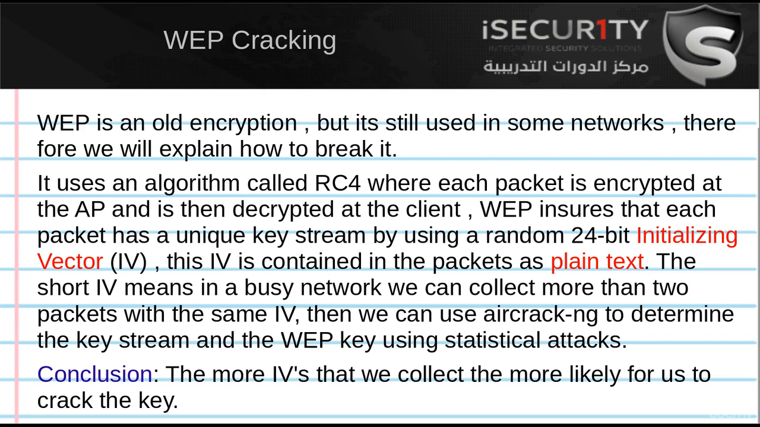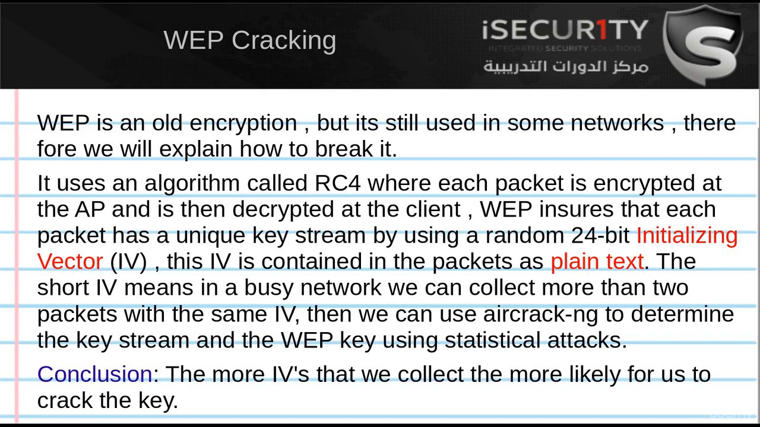So each packet that is sent into the air has a unique key stream. WEP ensures that the key stream is unique by using a 24-bit initialization vector. So the initialization vector is a random number. It's sent in each packet and it's sent in plain text. So this part is not encrypted. If you read the packet, you'll be able to read it in plain text.